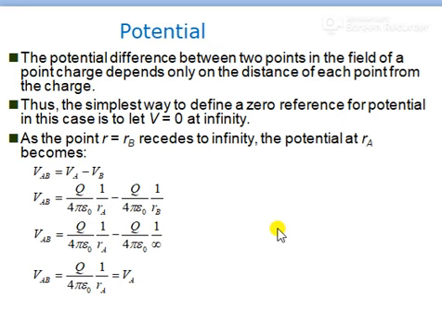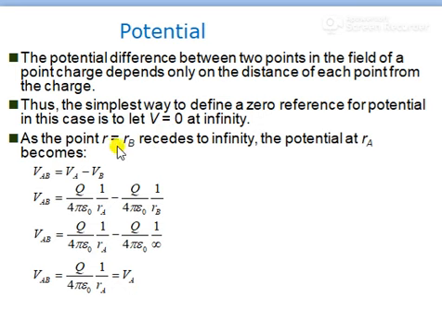Next we come to the potential. The potential difference between two points in the field of a point charge depends only on the distance of each point from the charge. So the simplest way to define the zero reference for the potential in this case is to let V equal 0 at infinity.